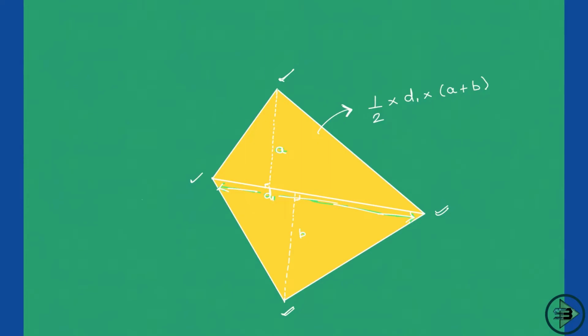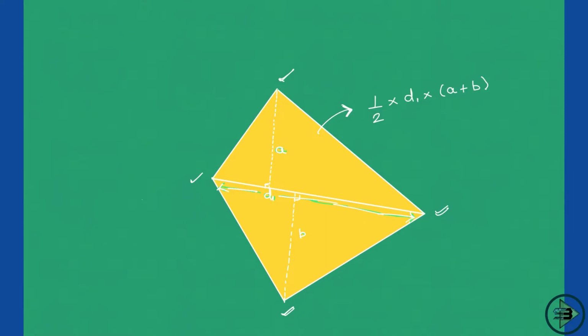That will be the area of any quadrilateral that is given to you, which means it will just have four sides, and that is the only property of a quadrilateral it will possess. Obviously the sum of all the angles will be 360, which is again a property of a quadrilateral. So half into d1 into (a plus b).